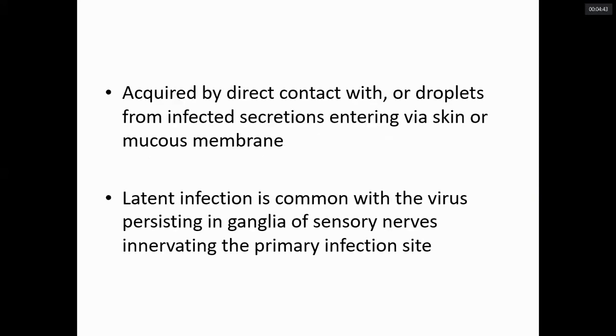Infections by herpes simplex virus are acquired by direct contact or with droplets from infected secretions, which enter via skin or mucous membrane. Latent infection is very common in herpes simplex virus, where the virus resides in the ganglia of sensory nerves innervating the primary infection site.